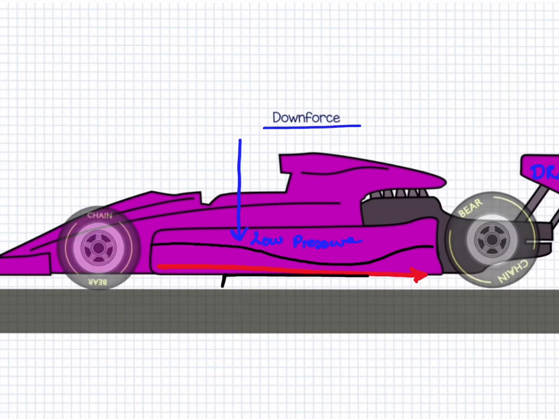In order to make sure all the air flows through the Venturi tunnel, a skirt, which is essentially just a piece of bodywork, is added below the car. This makes sure all of the air passes through the tunnel, increasing the Venturi effect and increasing downforce.